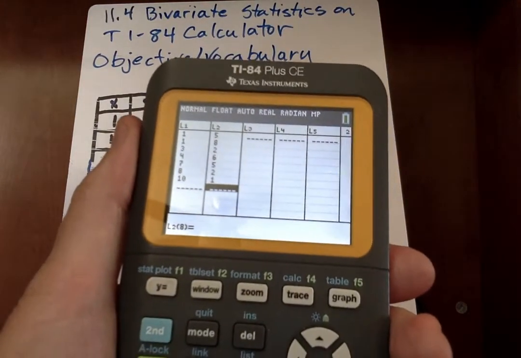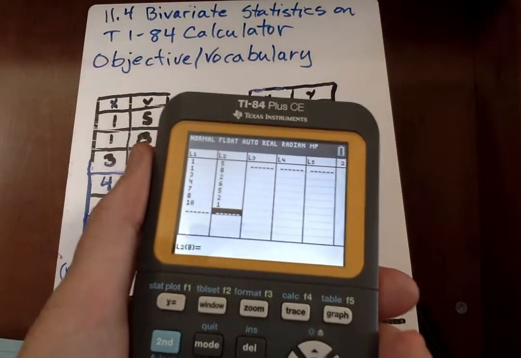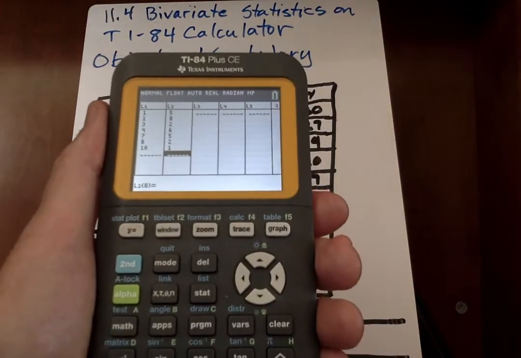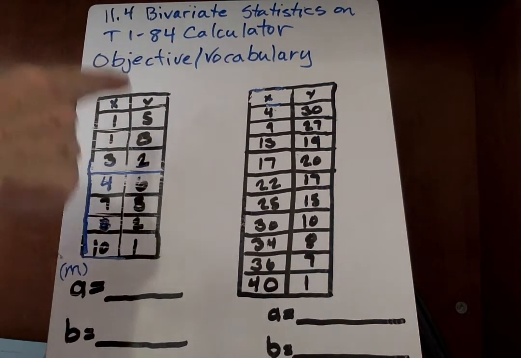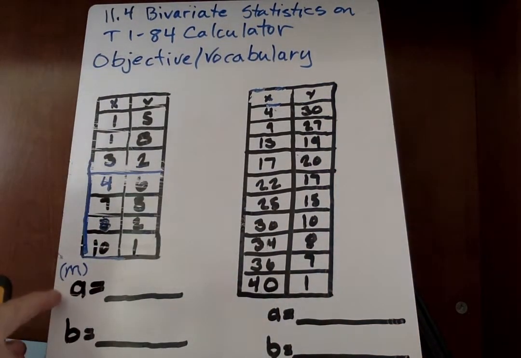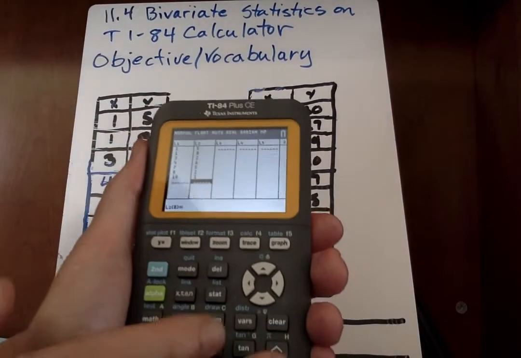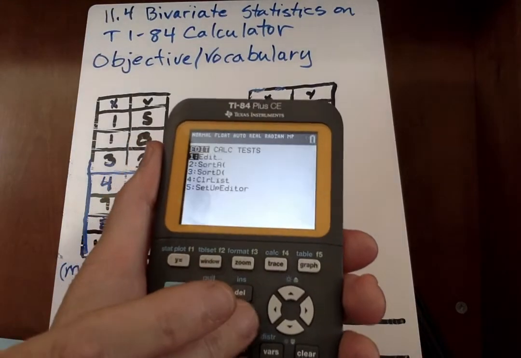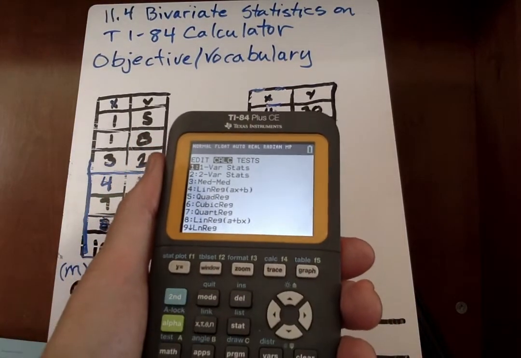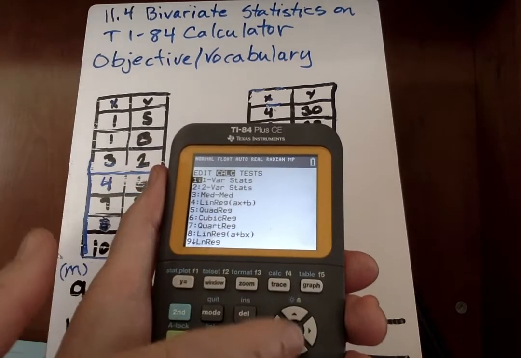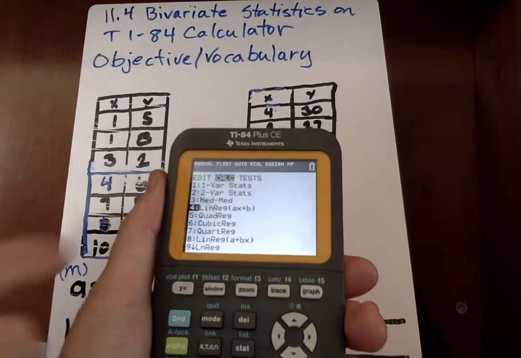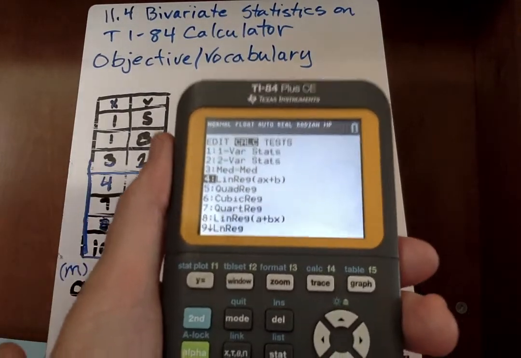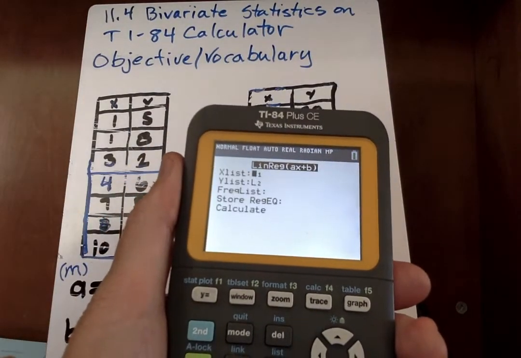Yep, that looks good. Now we're going to go ahead and calculate our line of best fit. These are the numbers that are right on your paper. It's going to calculate my linear equation. So I'm going to go STAT, and I'm going to go to CALC, and it's going to be down here to linear regression. See that number 4 for linear regression, enter.